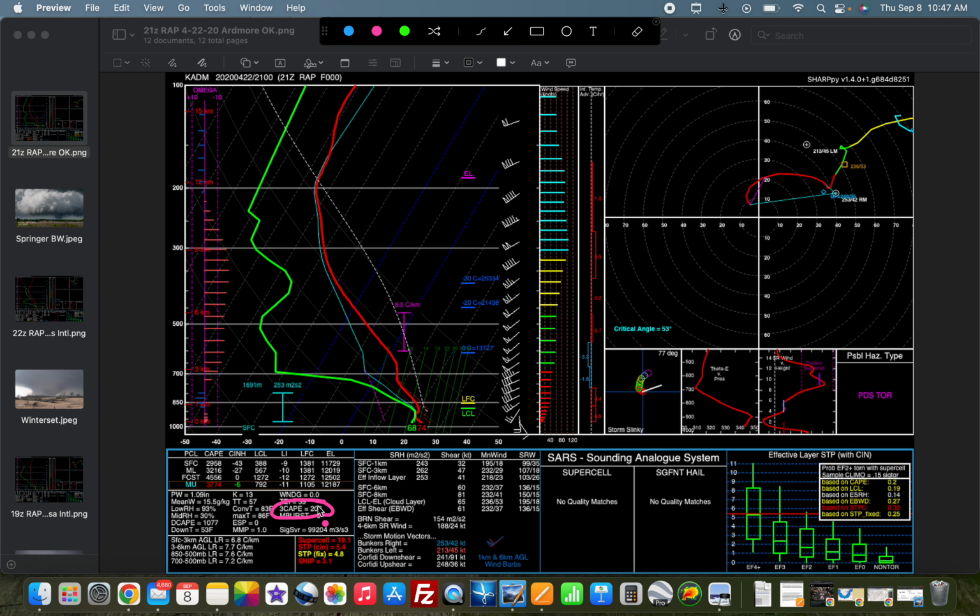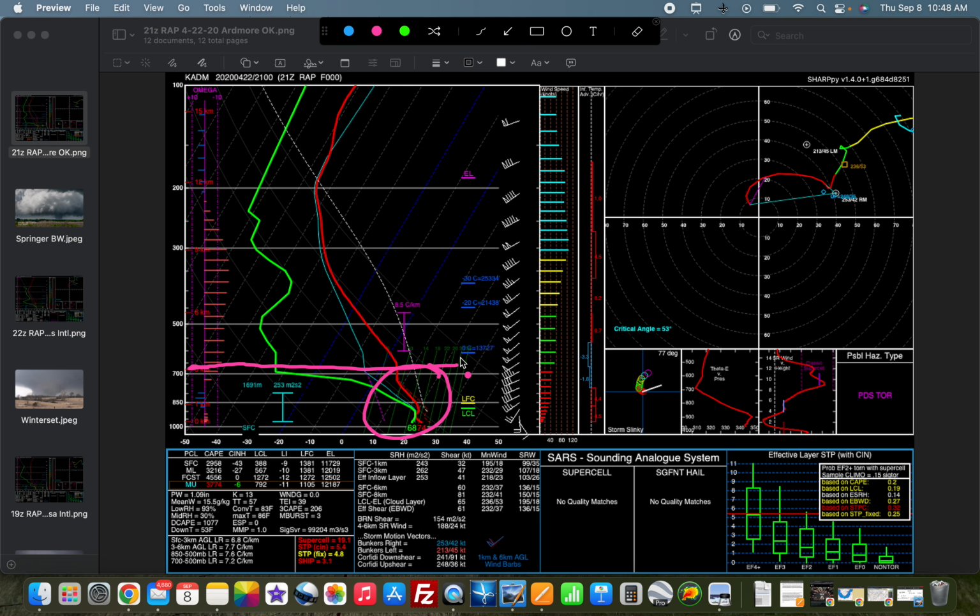3CAPE of 206. And remember, we said our 3CAPE values, we're generally looking at, just as a rule of thumb, for values greater than or equal to 50 joules per kilogram. And the higher, the better. So when you see values over 200 joules per kilogram of 3CAPE, that is a very extremely unstable low-level environment here. And you can see this is our 3 kilometer layer right here. So you can see we have very fat CAPE in that lowest 3 kilometer layer.